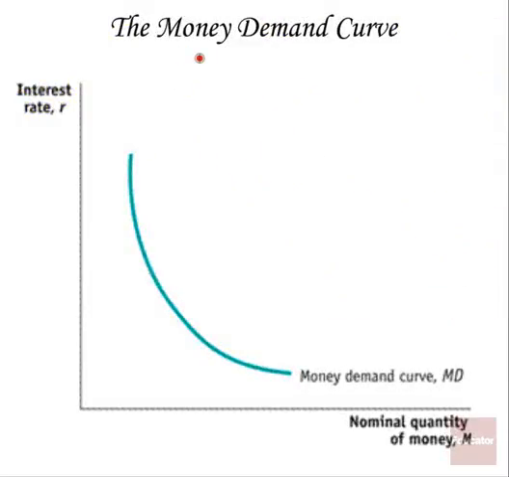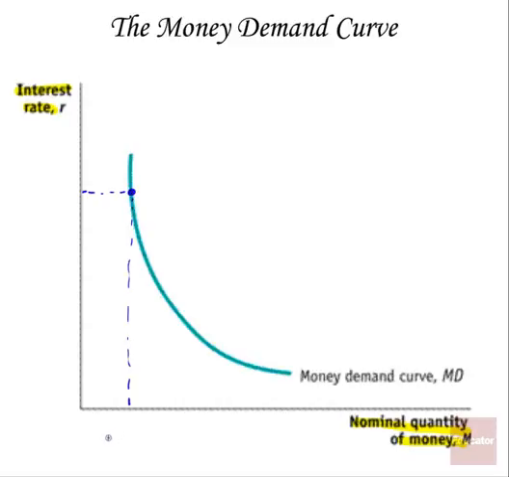All right, so the money demand curve. So you have the interest rate here and you have the nominal quantity of money. And they're inversely related here. Inversely related meaning that as the interest rate goes up, then the quantity demanded for money is going to go down. So again, let's use some examples right here. This graph's already drawn out for you.